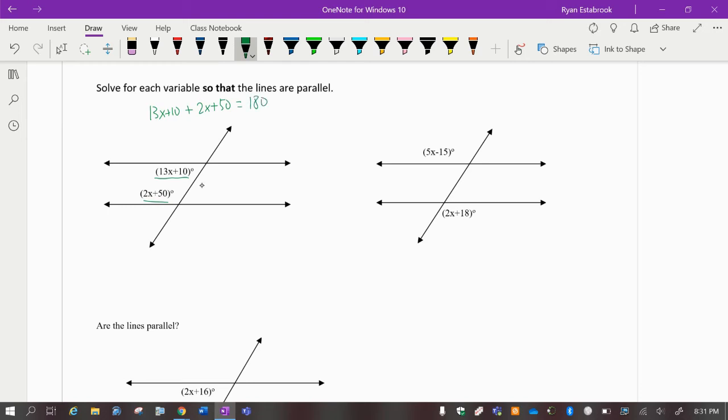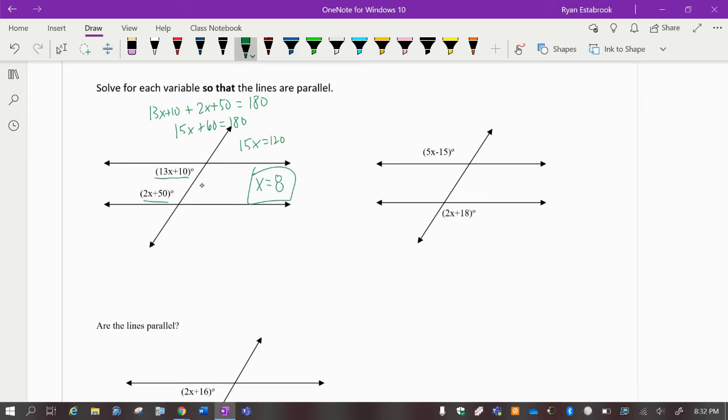So doing some of the algebra, I'm seeing that this is 15x plus 60 equal to 180. Subtract 60 from both sides. So now 15x is equal to 120. Divide both sides by 15, and x is going to be equal to 8. X is 8. I can plug it back in to verify that the top angle and the bottom angle are in fact going to be supplements. The bottom one looks like it's going to be 66. I think the top one then is going to be 114.